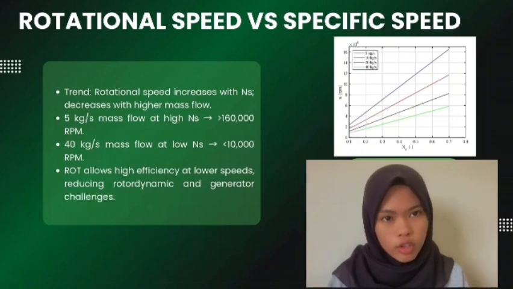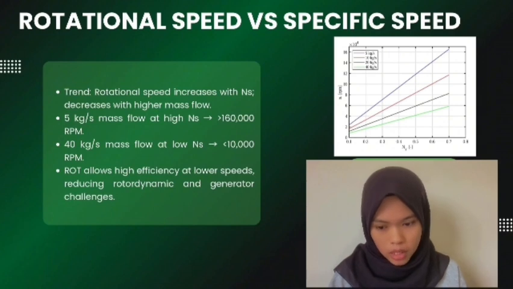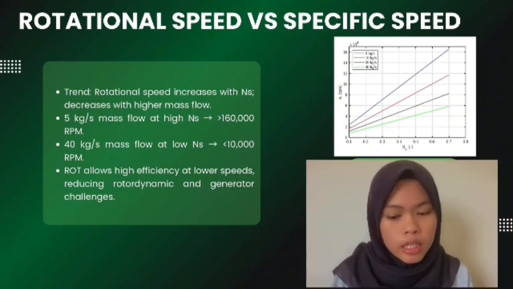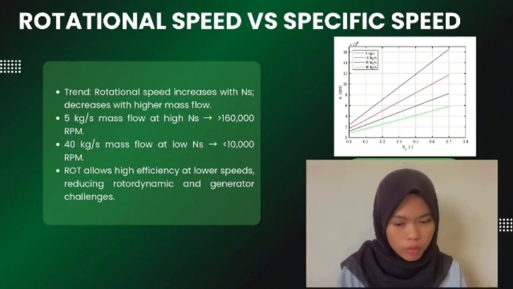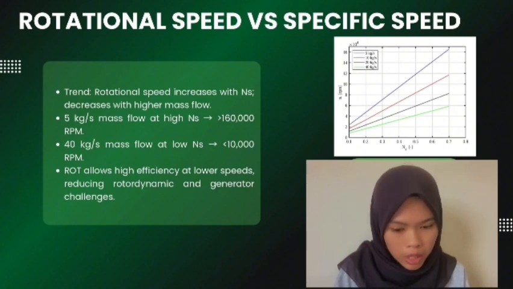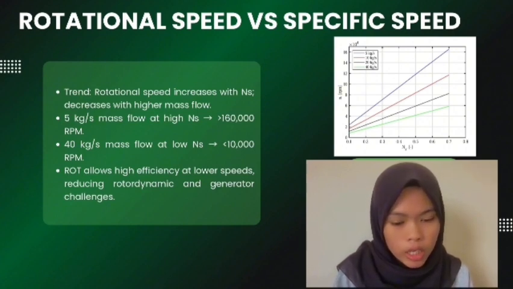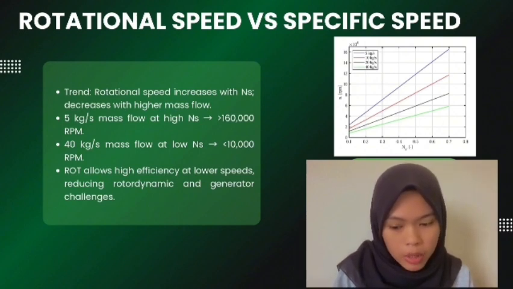Next graph is rotation speed between specific speed. Rotation speed generally increase with specific speed and decrease with higher mass flow. For example, the higher specific speed with 5 kg per second flow rate exceed 116,000 rpm, while at the low specific speed with 14 kg per second, speed drop below 1000 rpm.